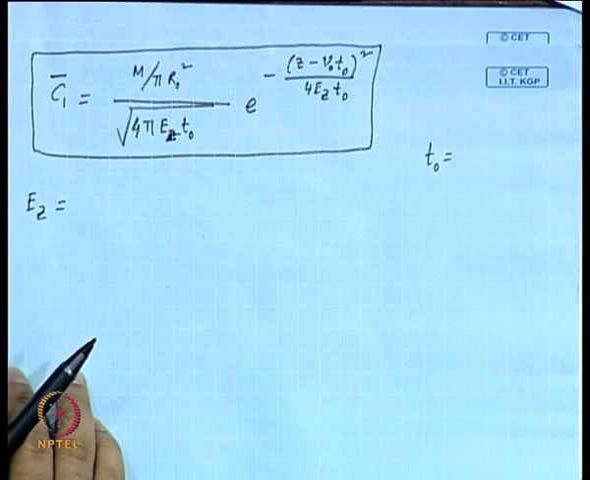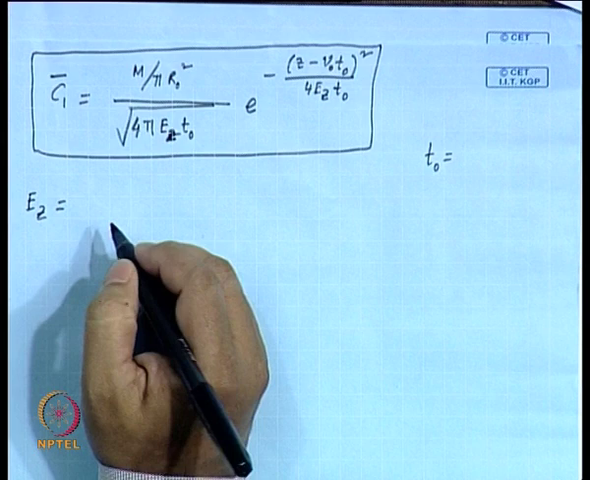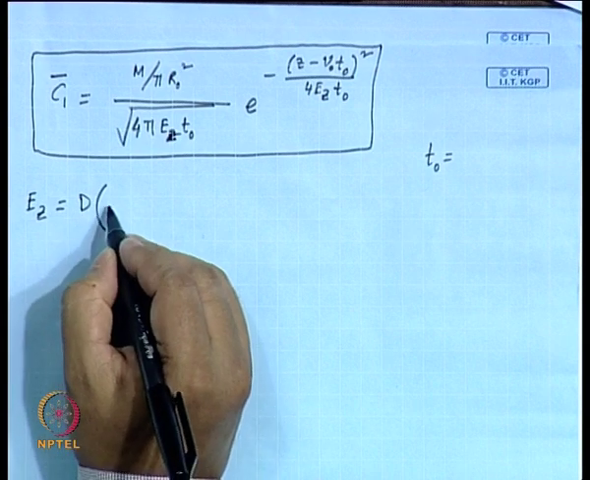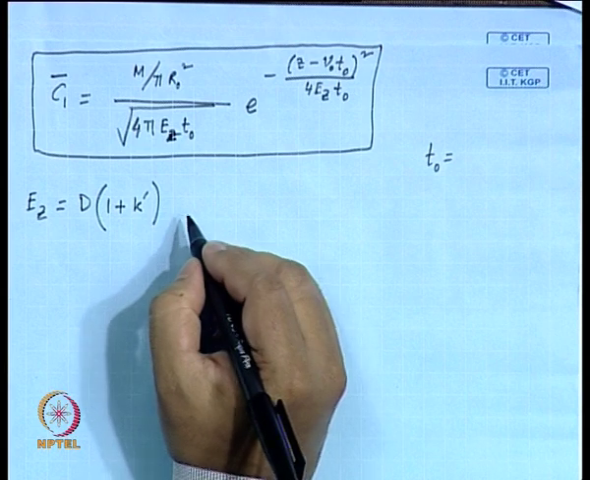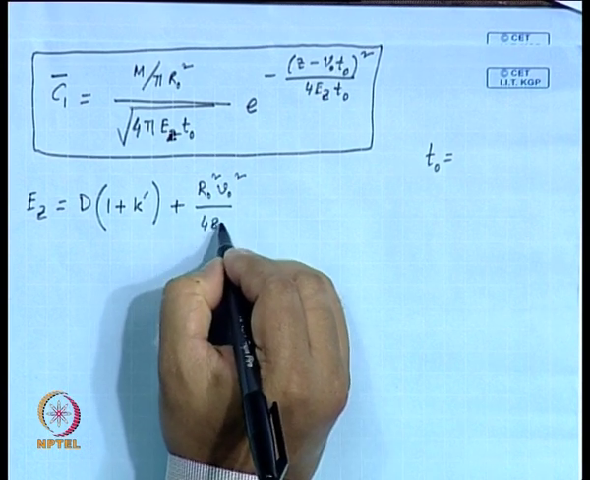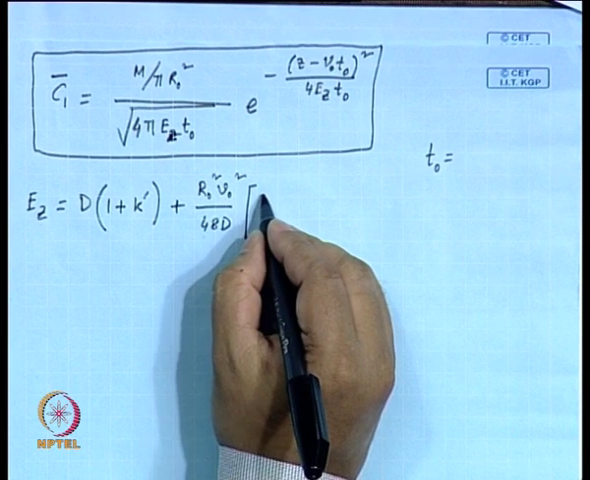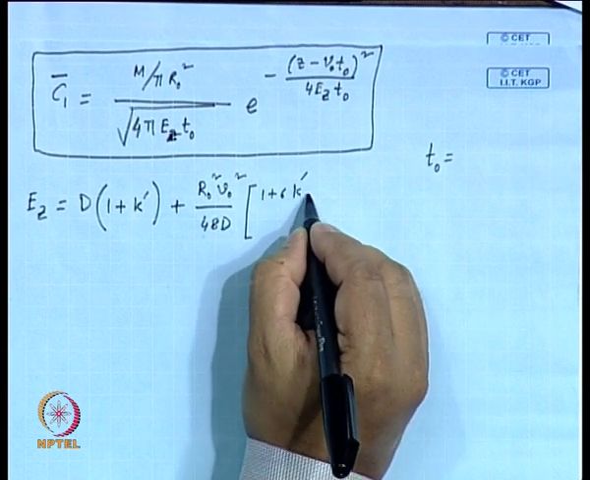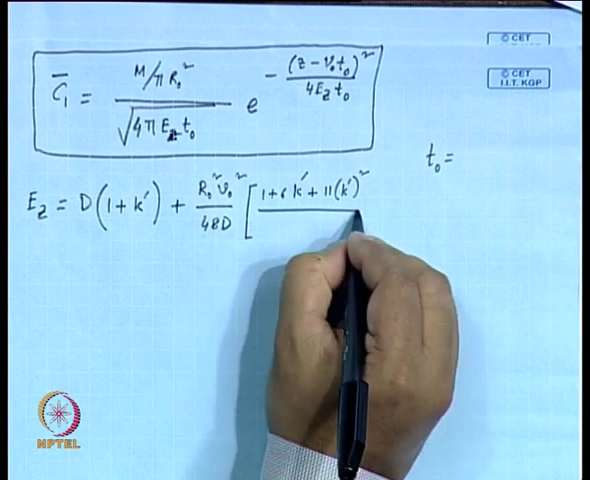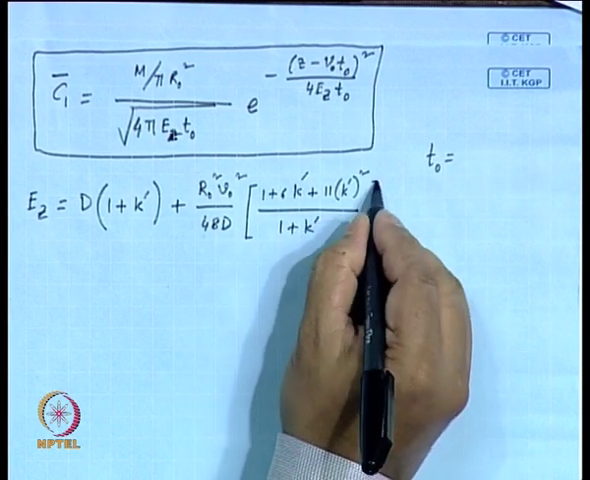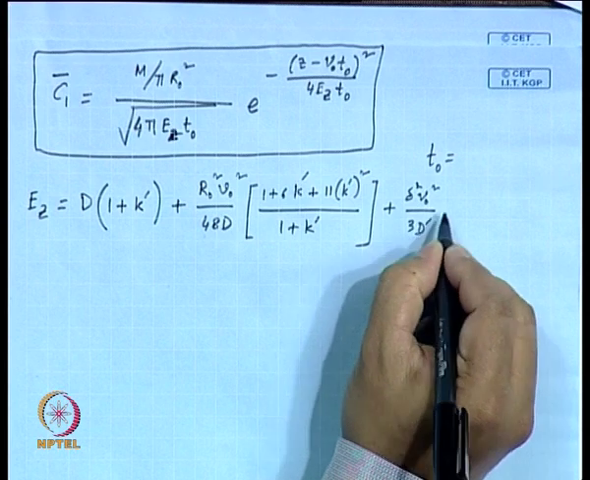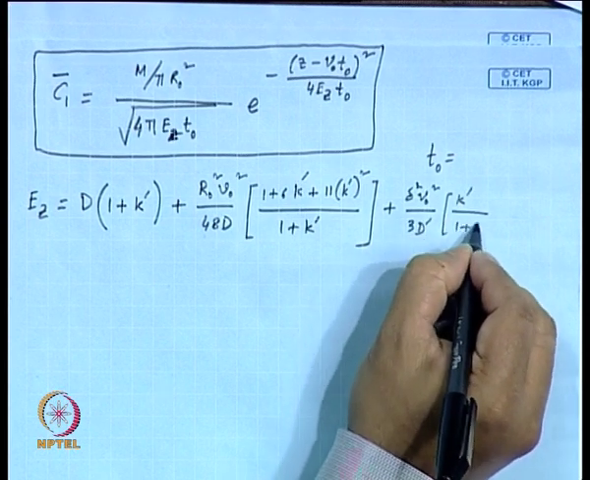Okay, so that's the idea here. What they have done is written Ez as a sum of 3 terms. Those 3 terms are D into (1 plus k prime), plus R0 square V0 square by 48 D into (1 plus 6 k prime plus 11 k prime square) divided by (1 plus k prime), plus delta square V0 square divided by 3 D prime into k prime divided by (1 plus k prime).